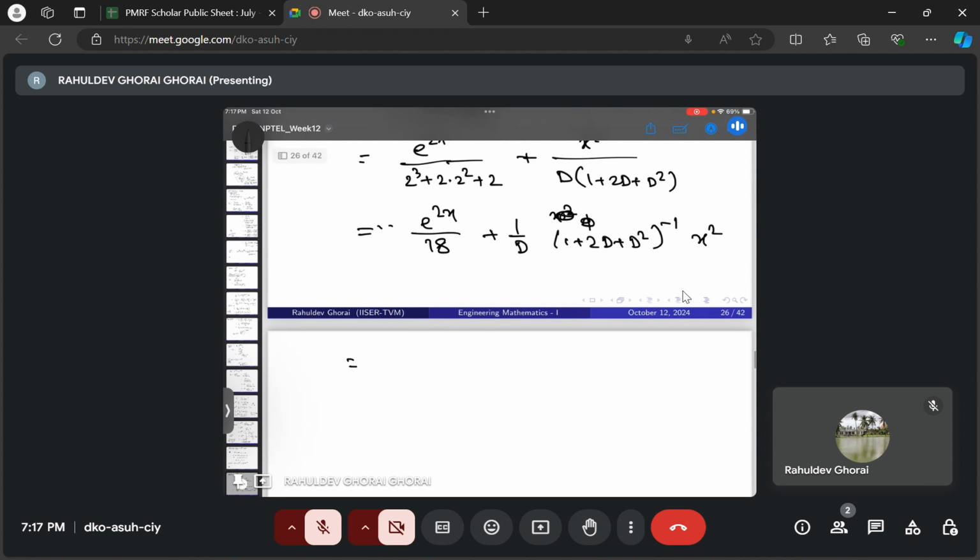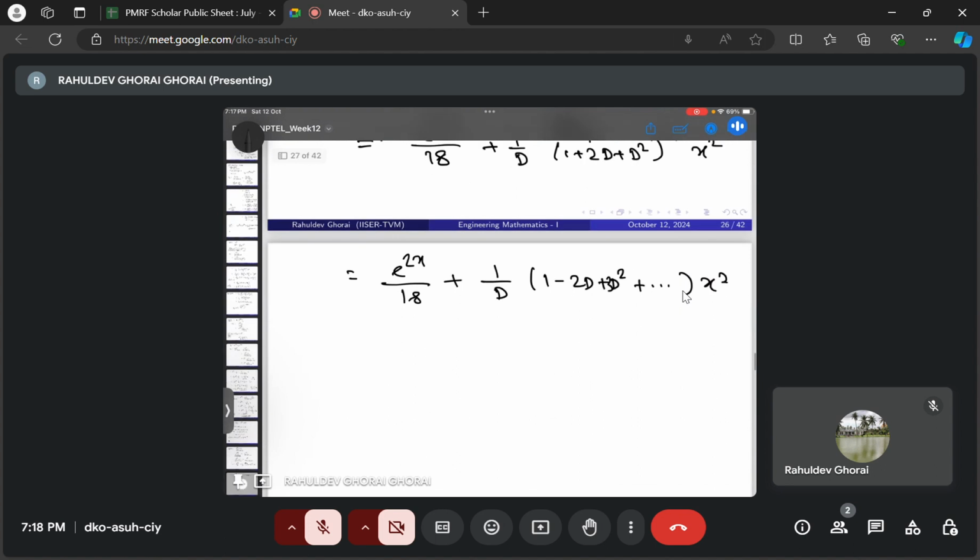Okay, so the first term we will keep as it is. So it is equal to x over 18 plus 1 over D times 1 minus 2D minus D square plus 2D plus D square whole square, right, 4D square. So it will be 3D square and all other terms will be 0. All other terms will be more than D square, so D cube and all. So we don't care about those terms.